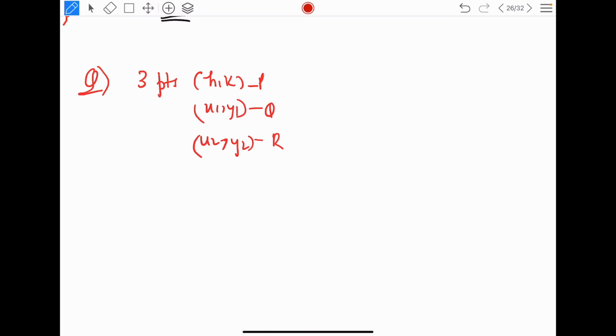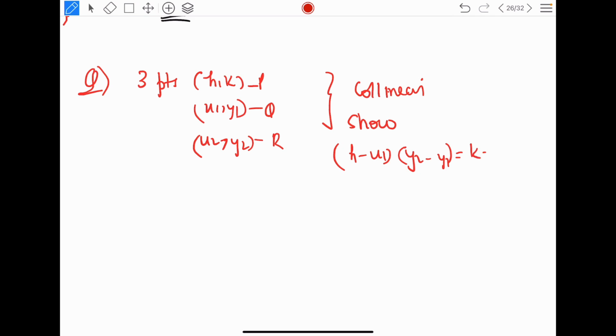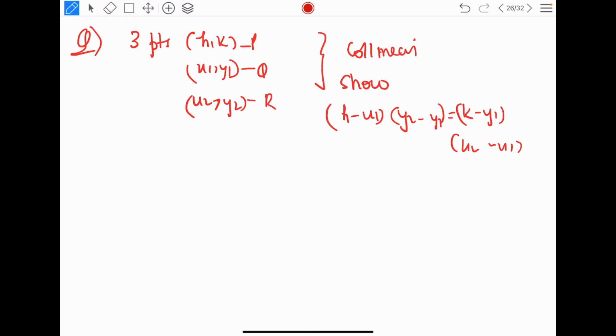Okay, they are collinear. This is given to you. Show that (h minus x1) into (y2 minus y1) is equal to (k minus y1) into (x2 minus x1). Actually, this question was to be printed here. By mistake, the other question came. So no problem, we discussed that also. Let's discuss this one now.